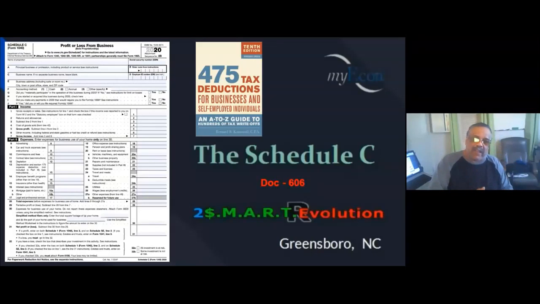But the Schedule C does not only go for myEcon. It's any business. Any business that you start, you are entitled to 475 tax deductions. And if you see that, it says for businesses and self-employed individuals. It doesn't say anything about an employee. You're entitled to these deductions when you own a business and you have the capability of using a Schedule C.